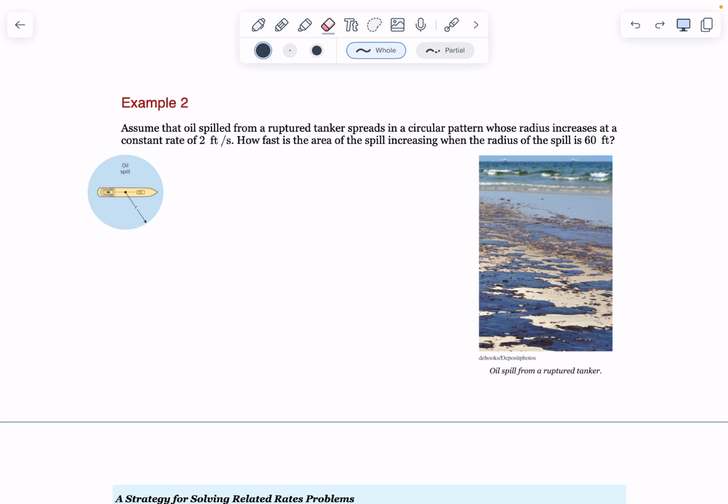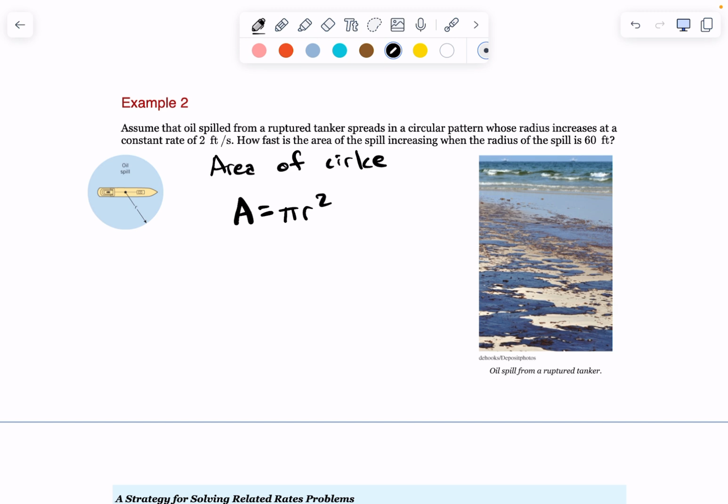All right, assume that oil spilled from a ruptured tanker spreads in a circular pattern whose radius is increasing at a constant rate of 2 feet per second. How fast is the area of the spill increasing when the radius of the spill is 60? So, what are we talking about? What is our overall equation? Well, area of a circle, pi r squared. Got it. Area equals pi r squared. That's the main thing that we're talking about.